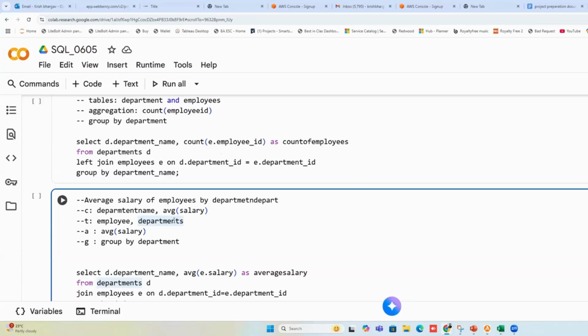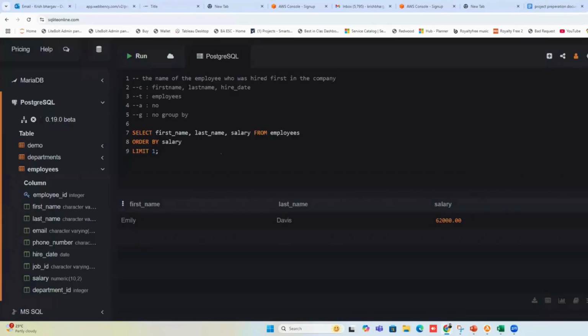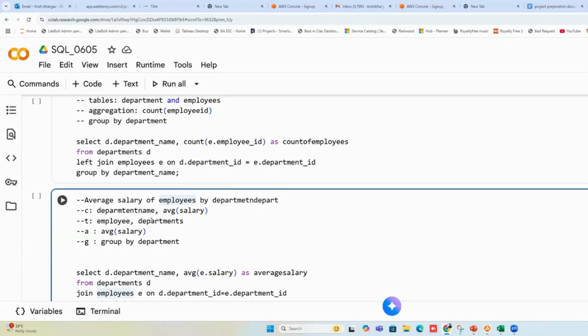I think it's a spelling mistake only, but it is the employee table only. Because we need employees, so we will find the employee table only, because we only have two tables. Maybe a spelling mistake there. I'm sorry, ma'am.